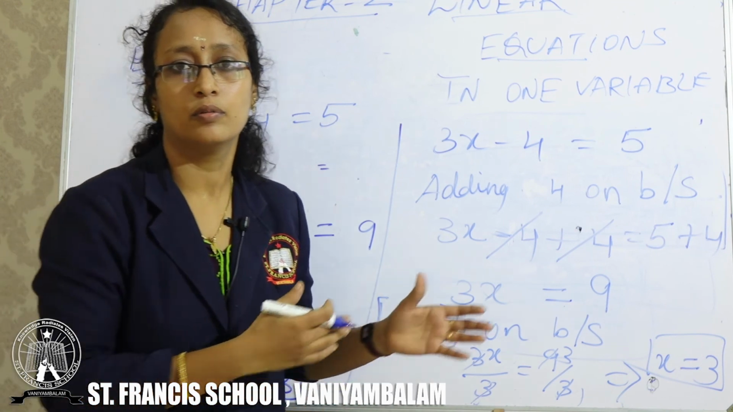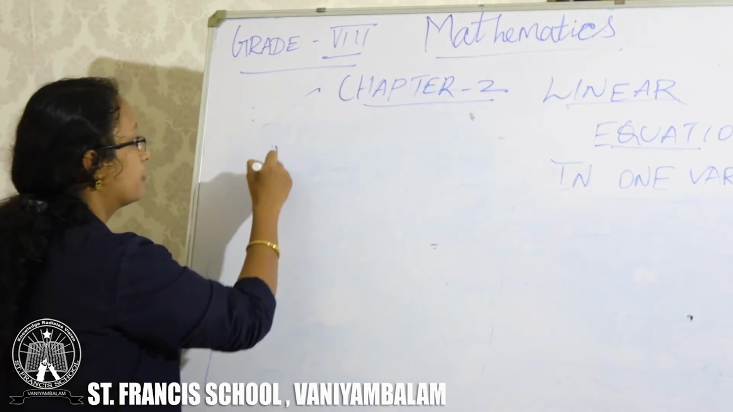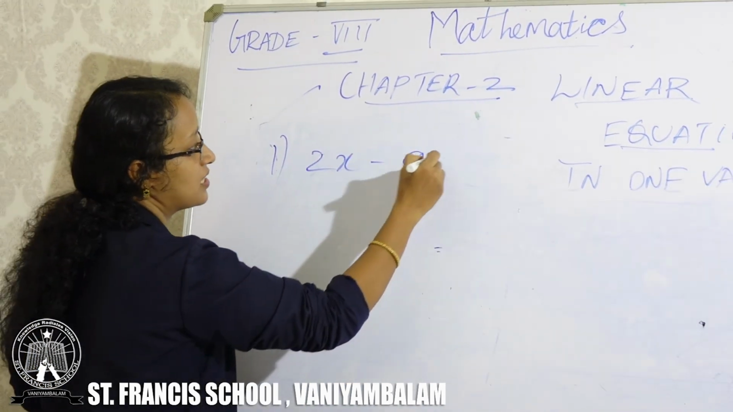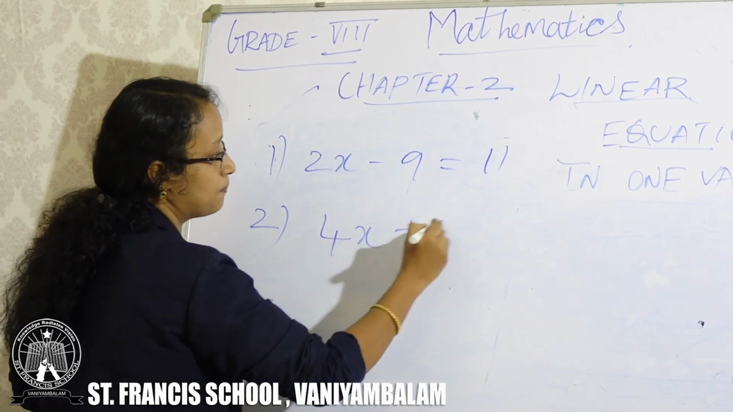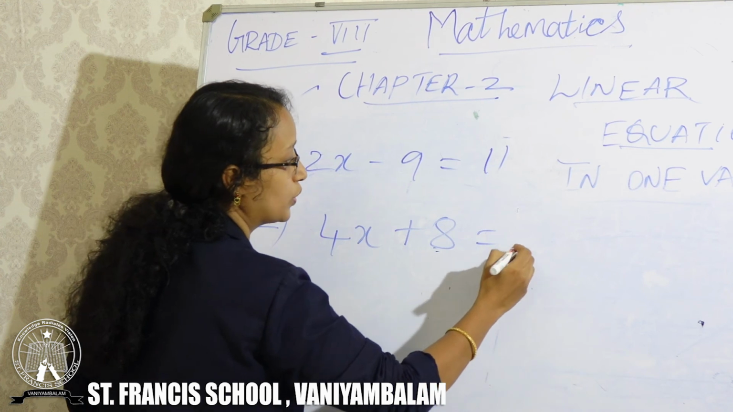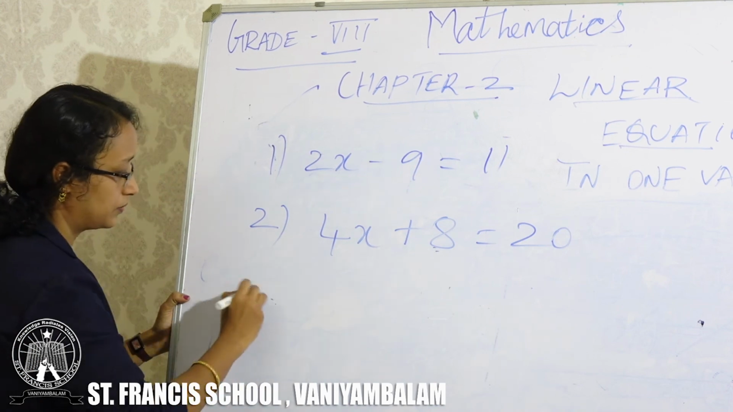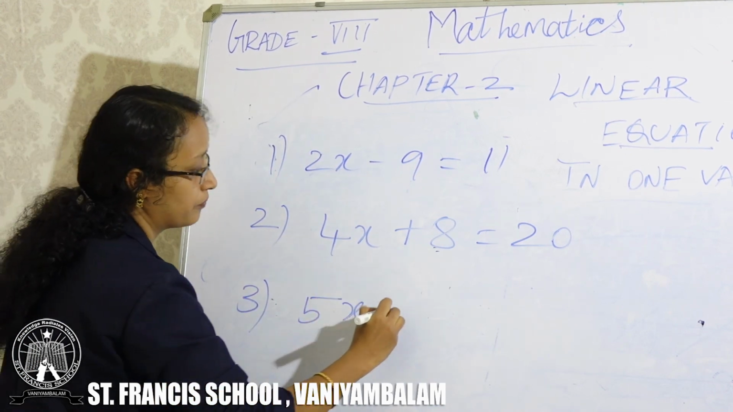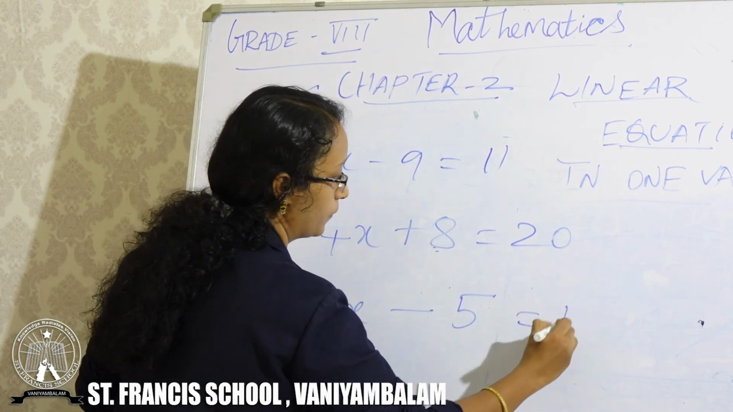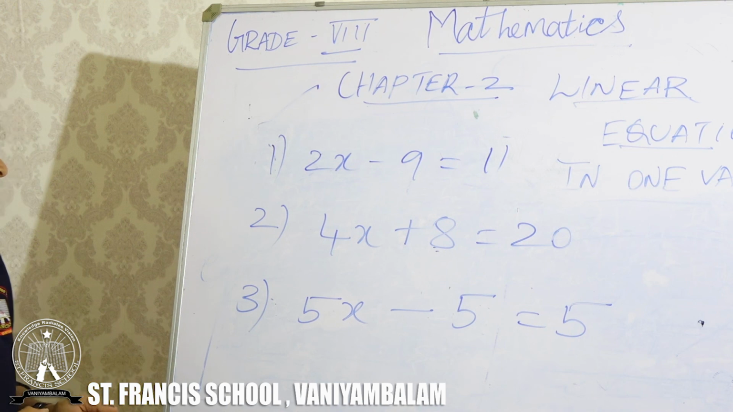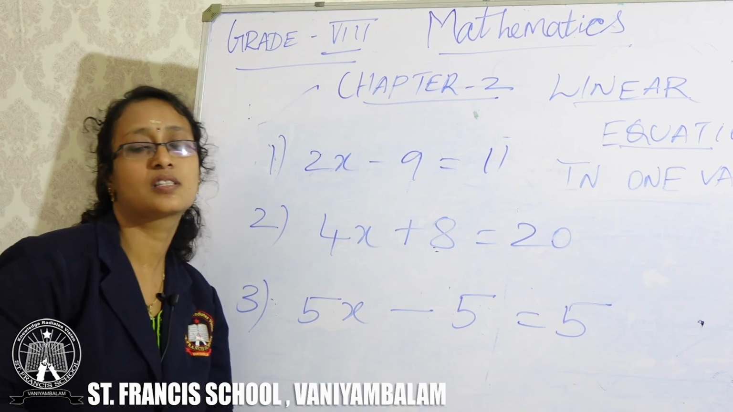So I'll give you a few exercise problems as homework. You can complete it. Problem number 1: 2x minus 9 is equal to 11. 4x plus 8 is equal to 12 plus 20. 5x minus 5 is equal to 5. You can take these 3 questions as homework.